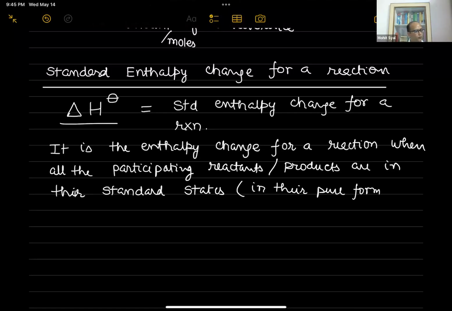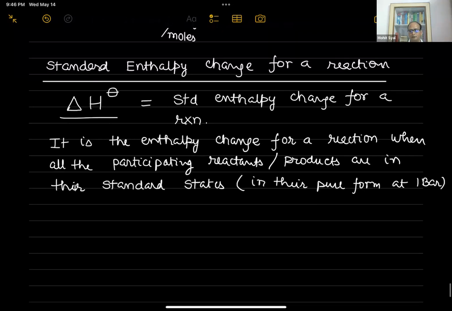So in their pure form, at 1 bar pressure, got it? Temperature you can accordingly decide, whatever the condition you are taking. So at that temperature, what is the natural state of that substance? That will be the standard state. Are you getting my point?